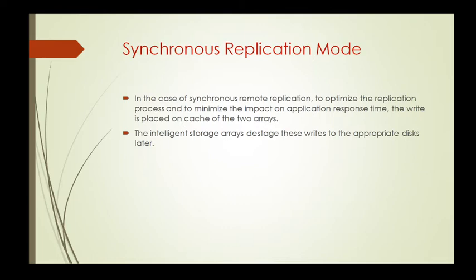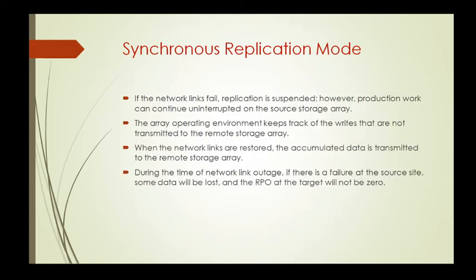If the network link fails, replication is suspended. However, production work can continue uninterrupted on the source array. The array operating environment keeps track of the writes that are not transmitted to the remote storage array. When the network links are restored, the accumulated data will be transmitted to the remote storage array. During the time of network link outage, if there is any failure at the source side, some of the data will be lost, and the RPO at the target will not be 0 at that time. So this is about synchronous replication mode.